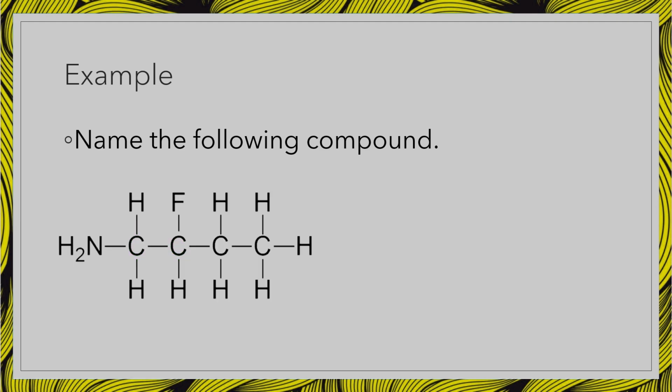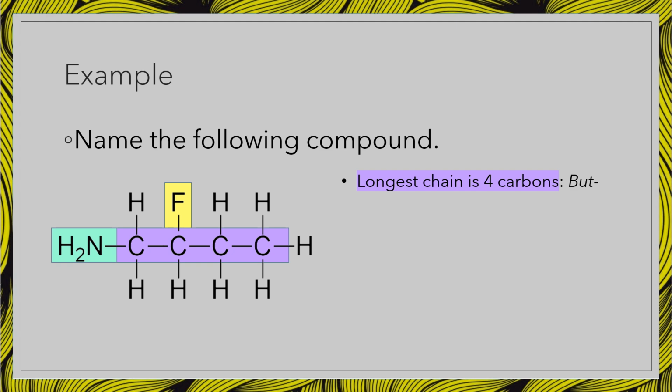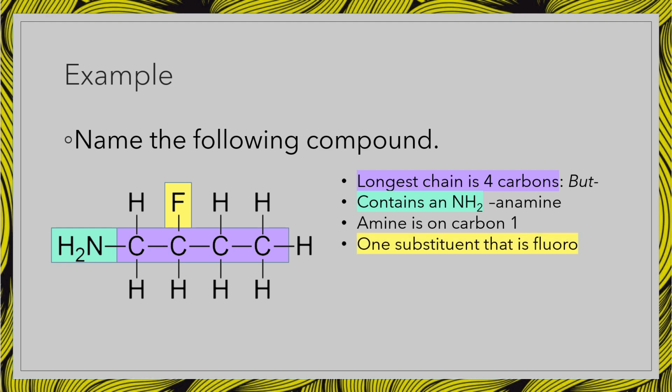Now, this one. Longest carbon chain, 4. It has an NH2. The only other thing is a fluorine. So, longest chain is 4, so it's going to be but-. There's an amine, so it's going to be butanamine. The amine is on carbon 1. One substituent that is a fluoro, so it is on carbon number 2.